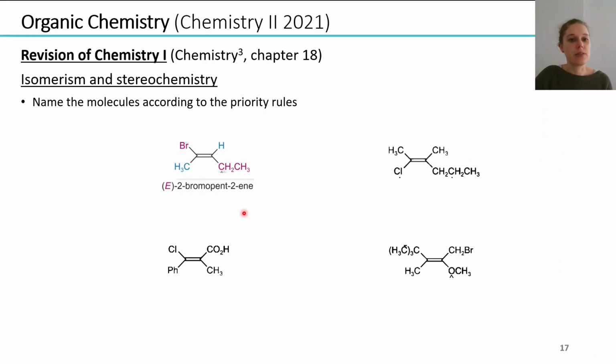And this isomer is called E-2-bromopent-2-ene. And yeah, then I would say now you can do this exercise, and later on in the slides you can check if you're right, and if you figure out that you have problems, you can then ask in our question section.